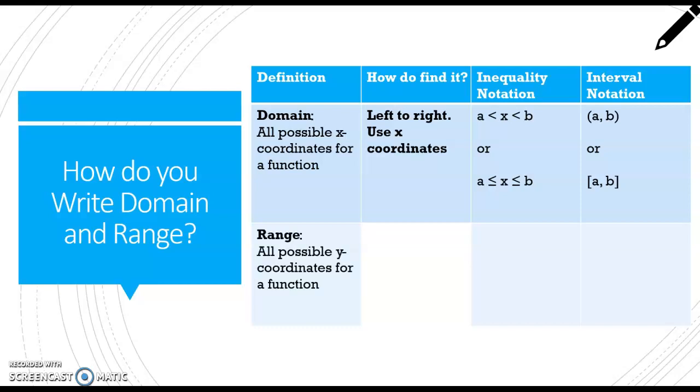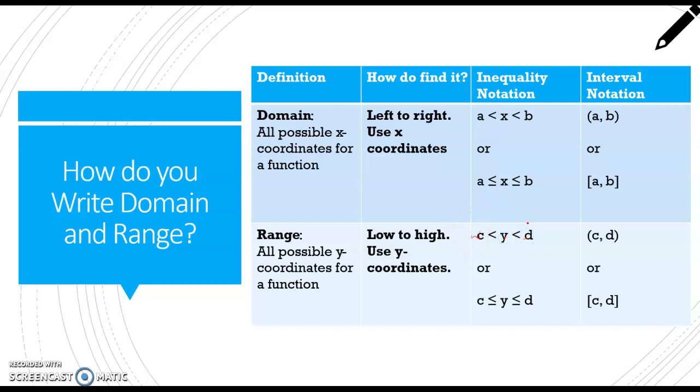For range, it's all possible y coordinates. We go from low to high, and we use y coordinates. This would be your lowest y coordinate with a y in the middle to your highest y coordinate. Interval notation uses parentheses and brackets instead of less than signs and less than or equal to signs. Okay, pause here and write that down if you weren't able to keep up.